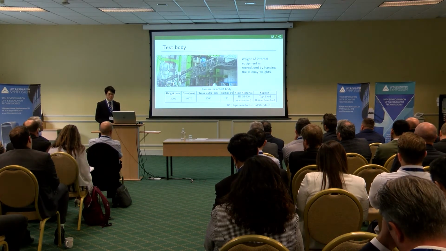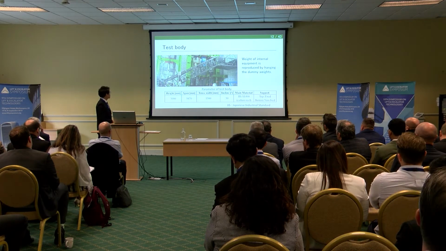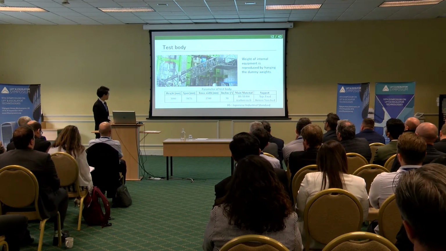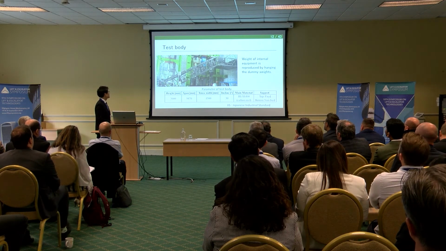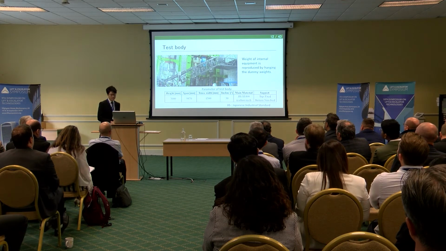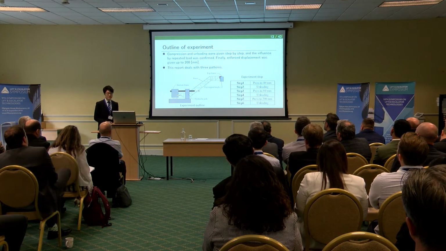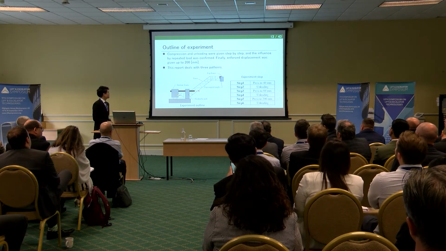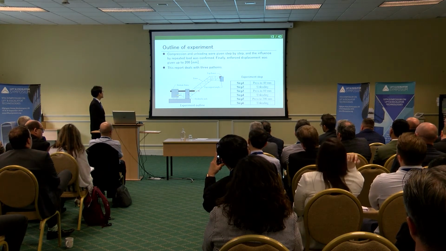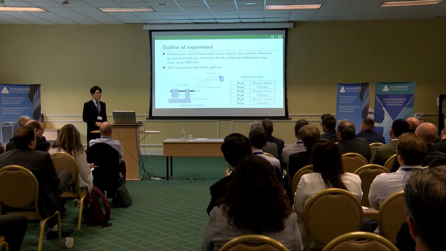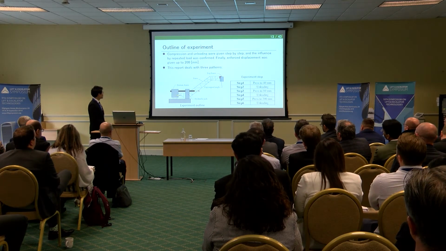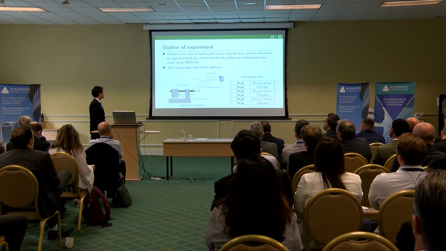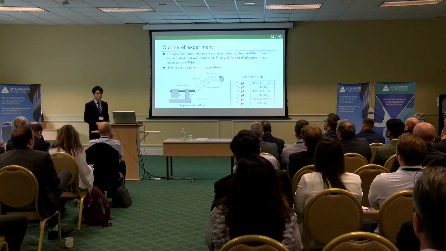This slide shows the test body. The weight of internal equipment is reproduced by hanging a dummy weight. This table shows the parameters of the test body. This slide shows the outline of the experiment. Compression and unloading were given step by step, and the influence of repeated load was confirmed. Finally, forced displacement was given up to 200 mm. This report deals with three patterns.